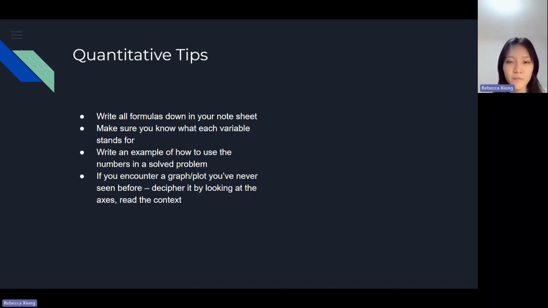I think it can be intimidating if you see a graph or plot that you've never encountered before, but usually you can deduce your way out of that by figuring out what is being plotted. And on top of that, if you can keep in mind which of those plots you didn't know during the exam, you can put them on your note sheet for the future.